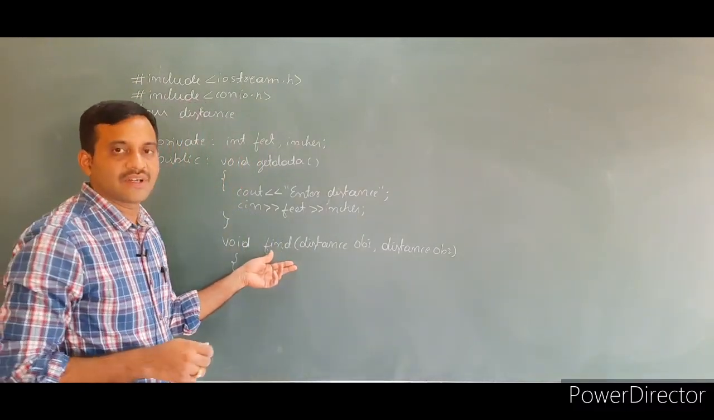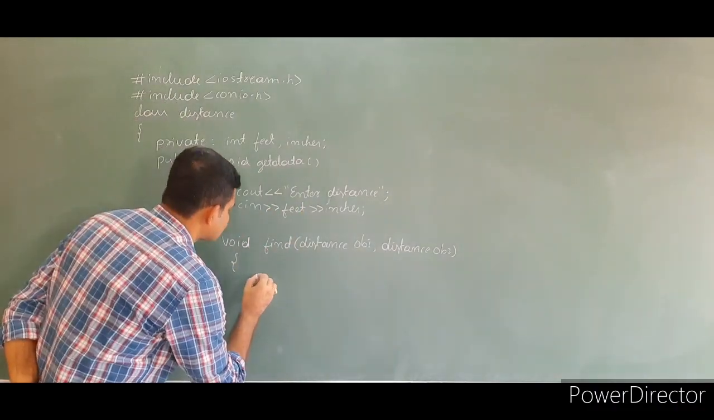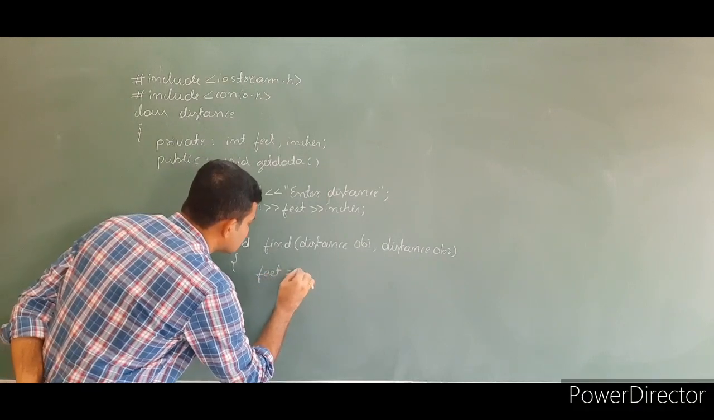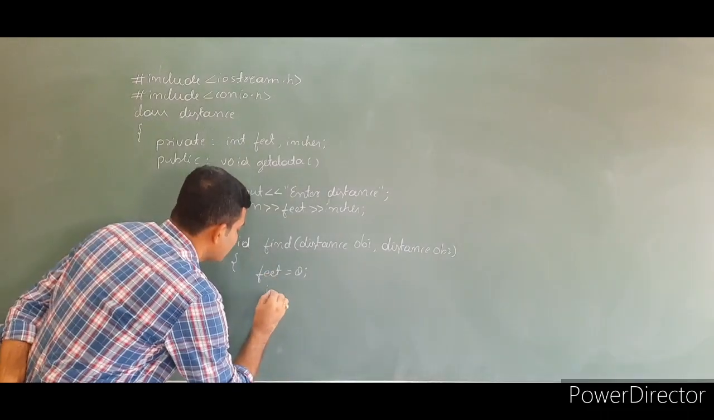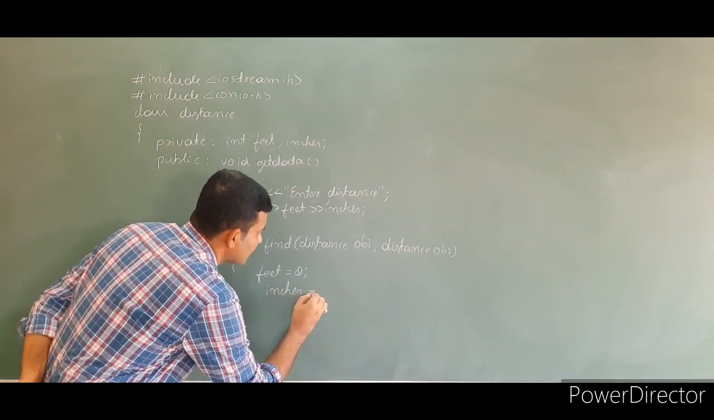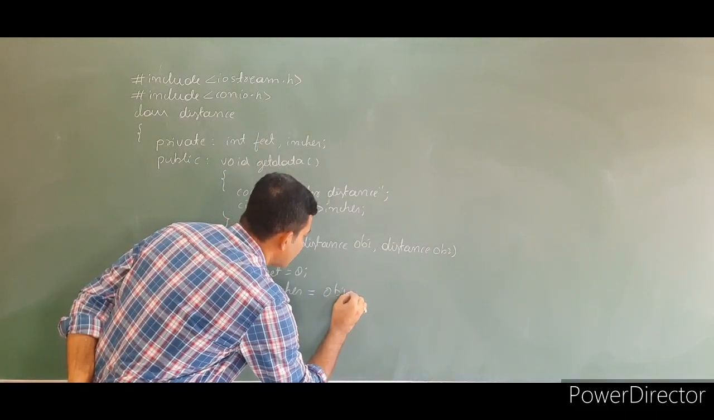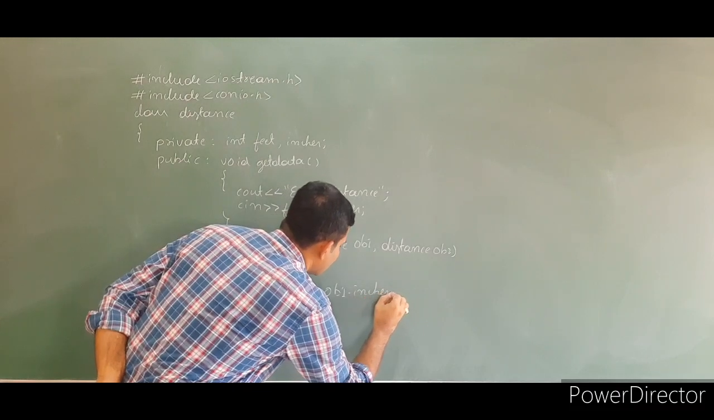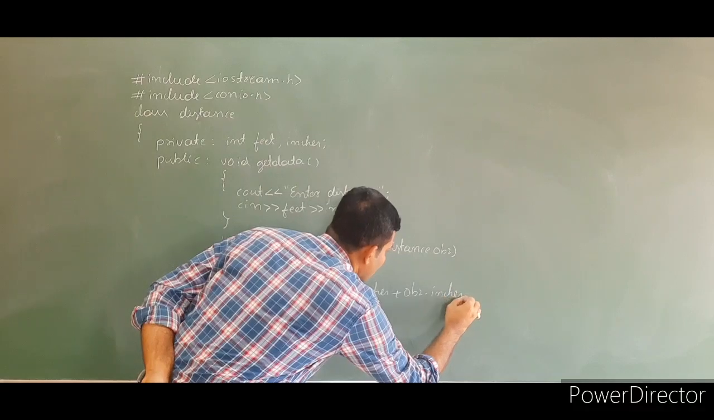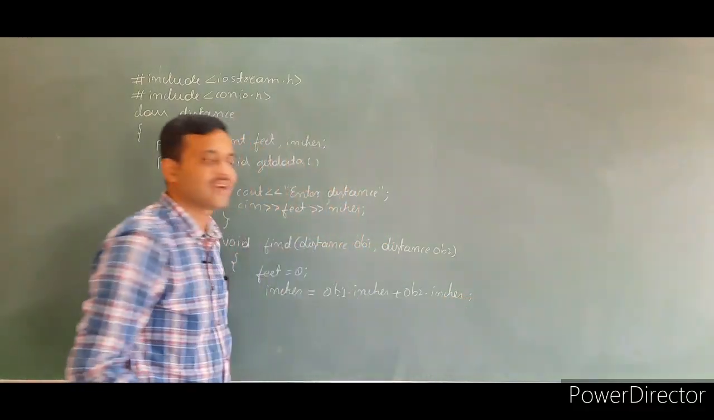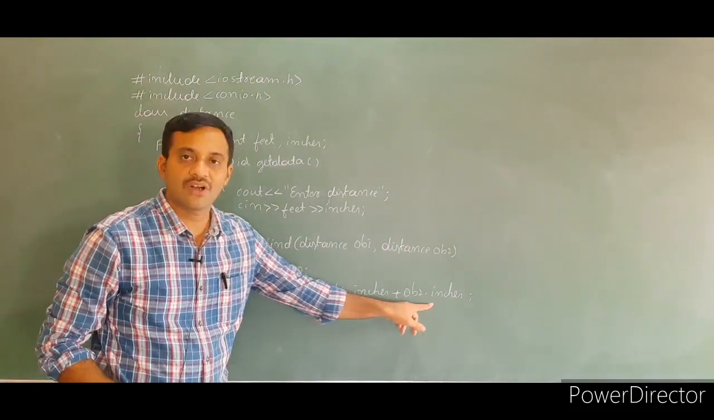In this function, we add the two distances. Before that, we initialize feet equals 0. Then we have to add the inches. So inches equals object 1 dot inches plus object 2 dot inches. See how to call the member data. See, member data are only accessed through objects. Object 1 dot inches plus object 2 dot inches.